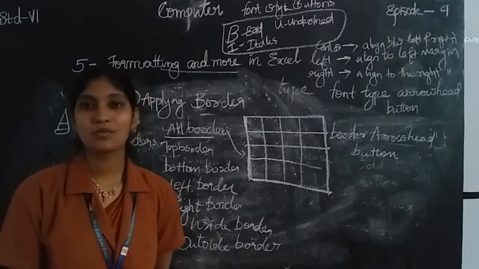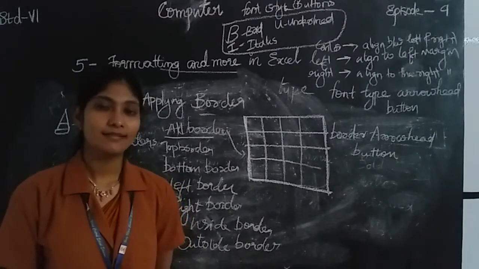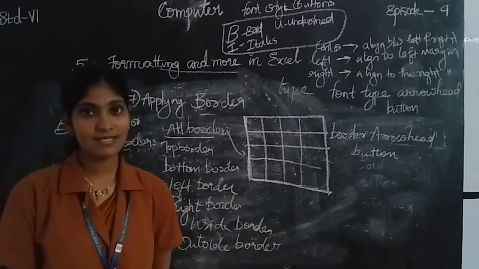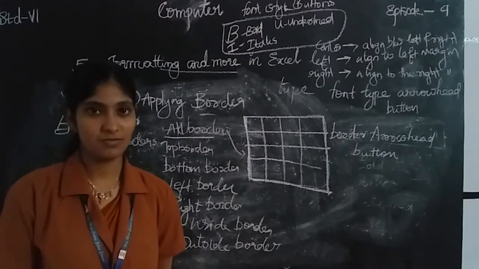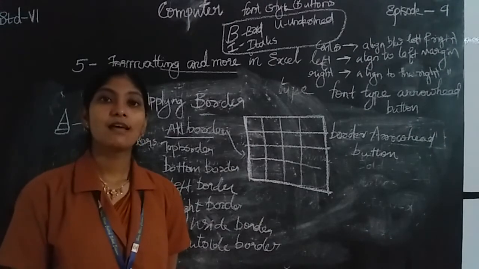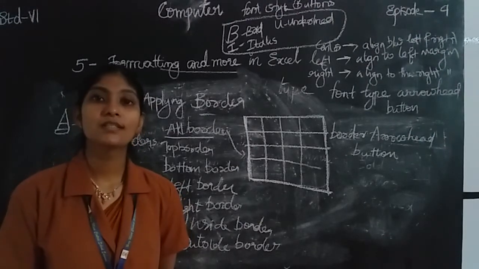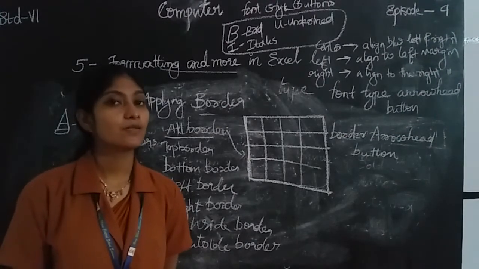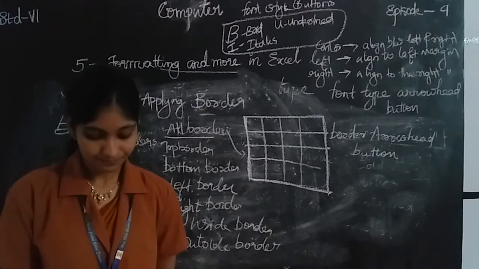the data alignment to the right of the margin. And third one, center alignment means in between the left and the right margin. So justify means the data should be aligned to both the left margin as well as the right margin.